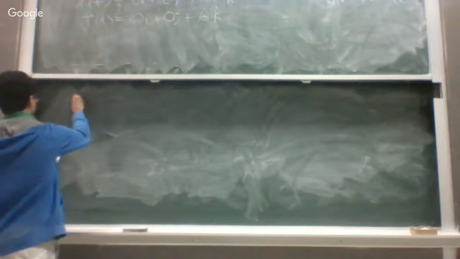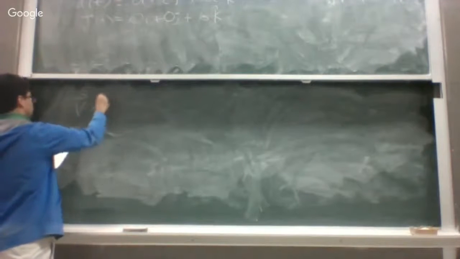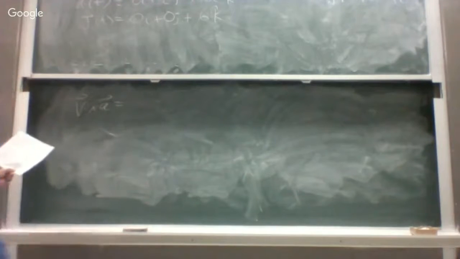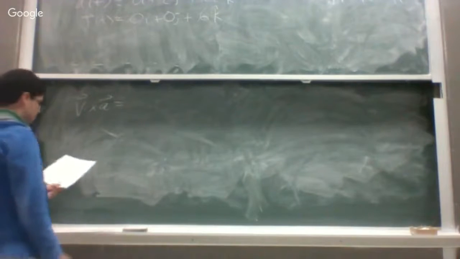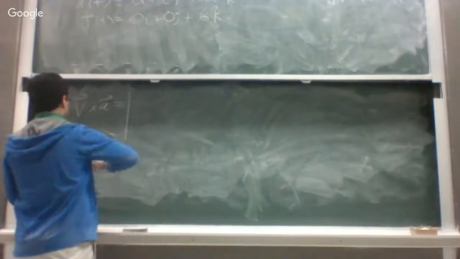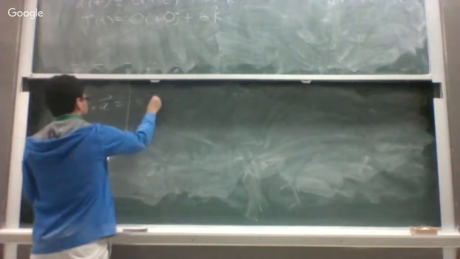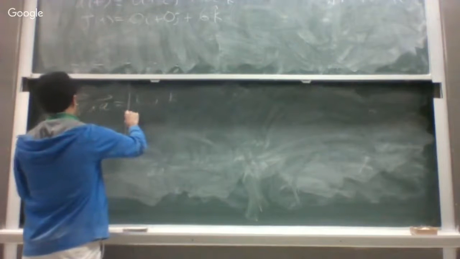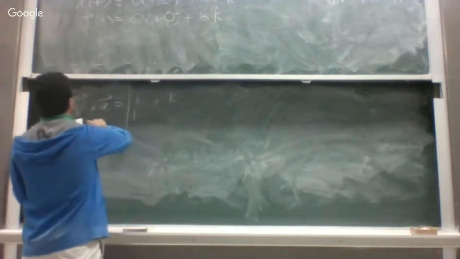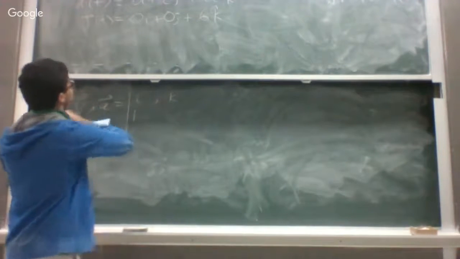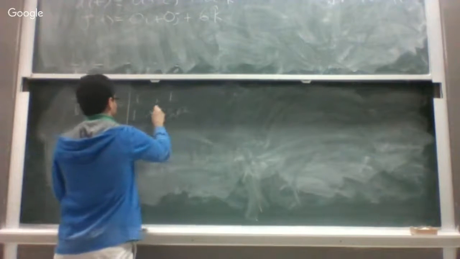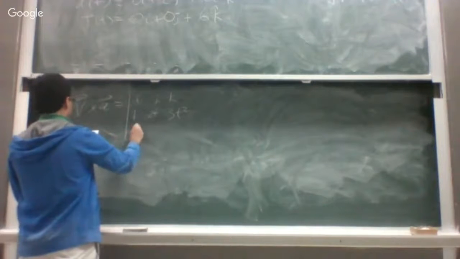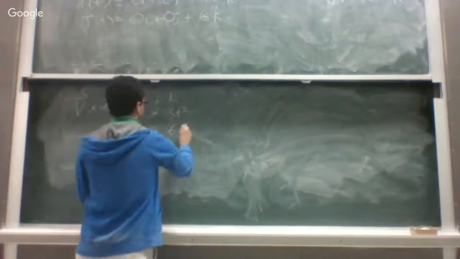Part E was the cross product. Since they didn't show the magnitude signs, you don't do the magnitude. They want you to do that separately. So we have i, j, k. The velocity was 1, 2t, and 3t squared. Acceleration was 0, 2, and 6t.